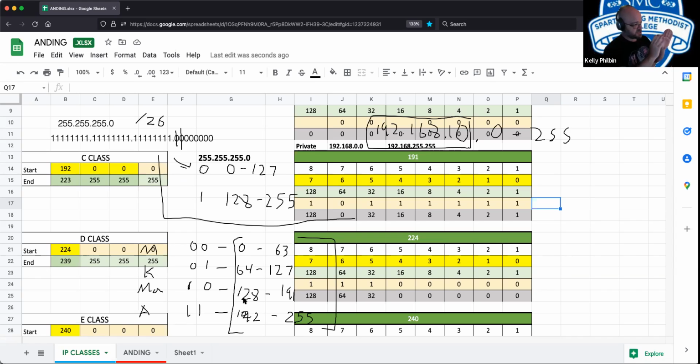If I upped it to a /26, which is what we just did, we now have 4 networks, each with 64 possibilities in it. So 0 to 63, 64 to 127. So I've just broken it down into another chunk. I doubled my amount of networks and I cut in half the amount of computers I can have in each network. Right?